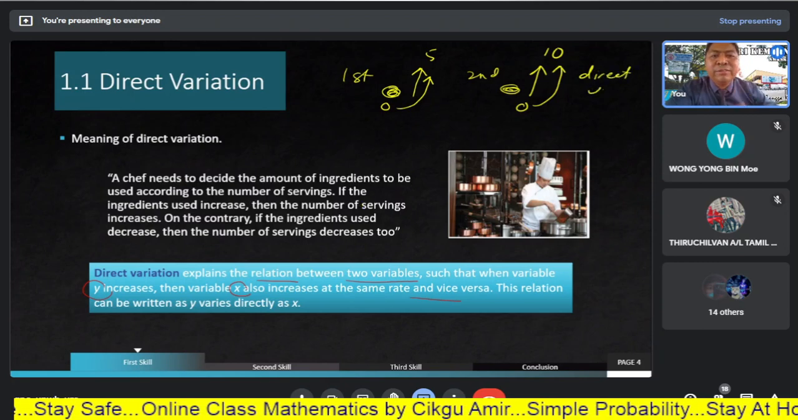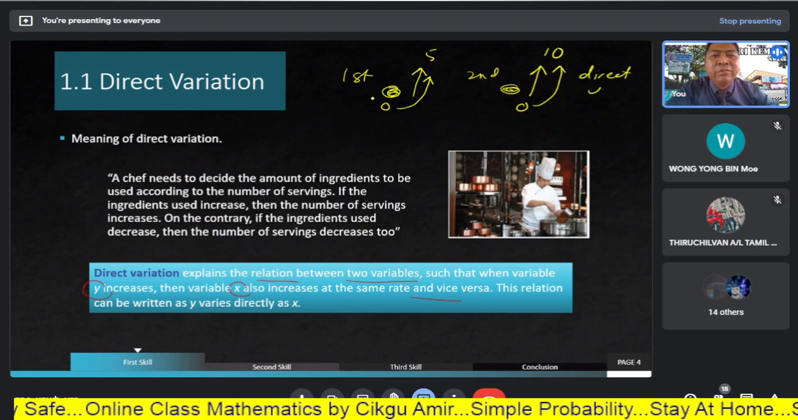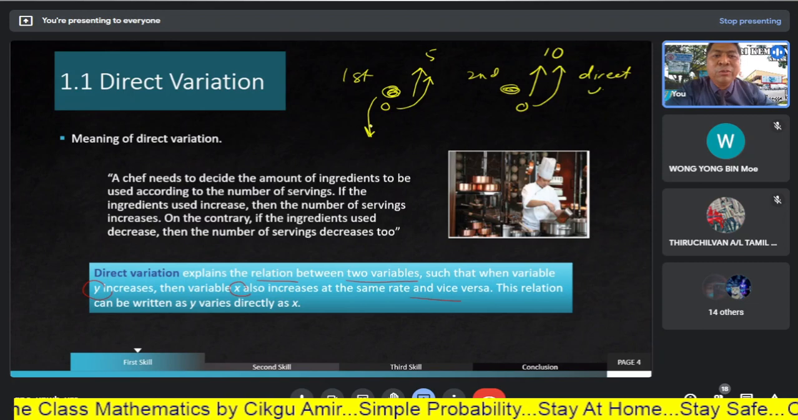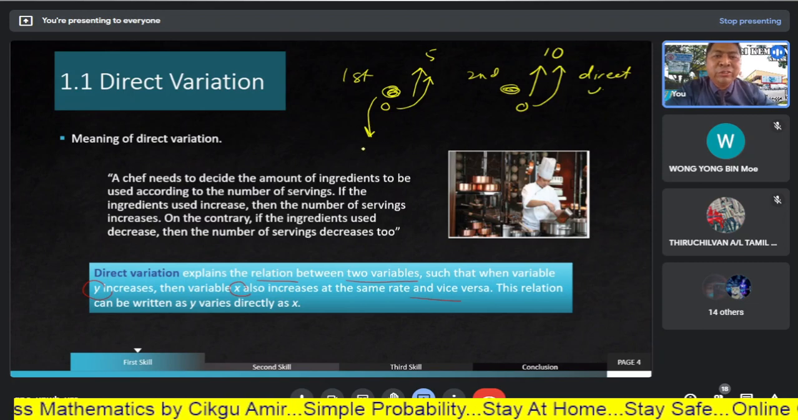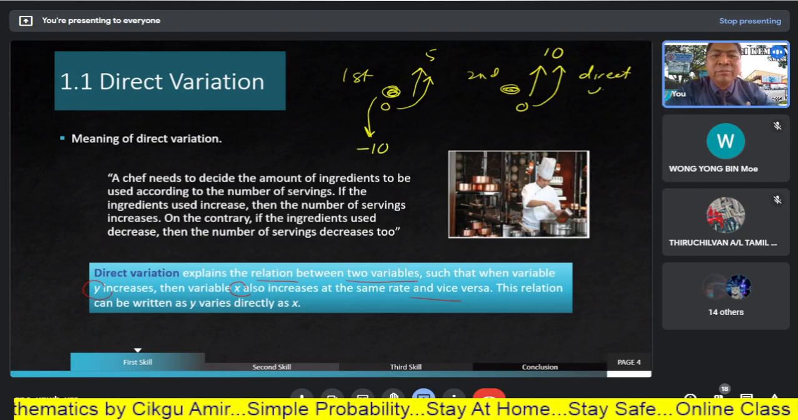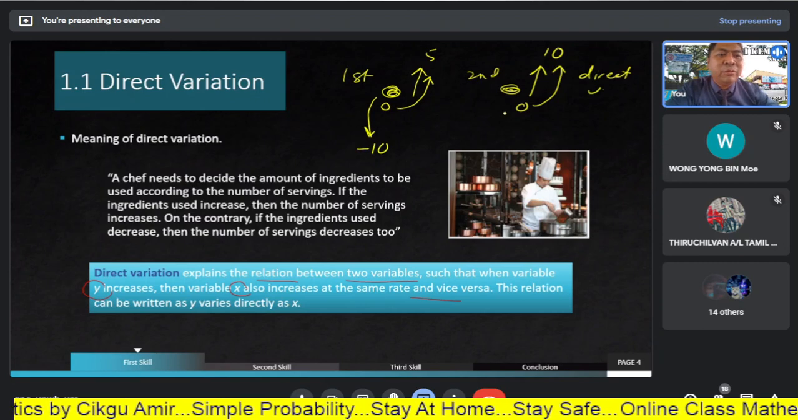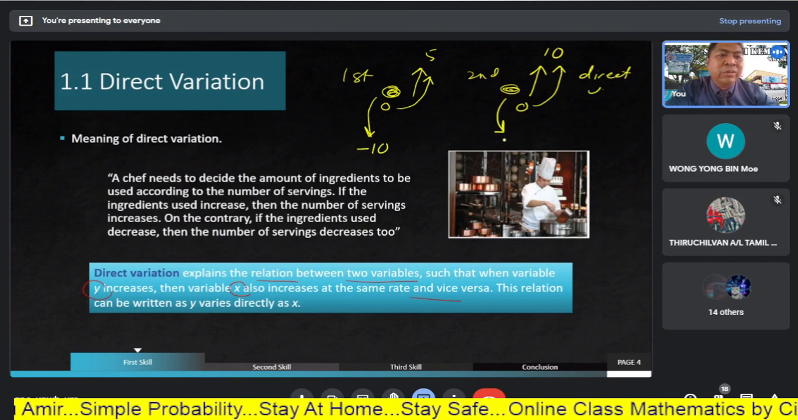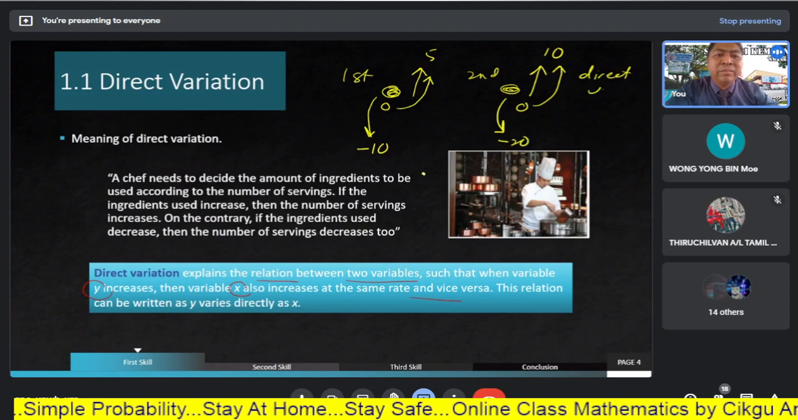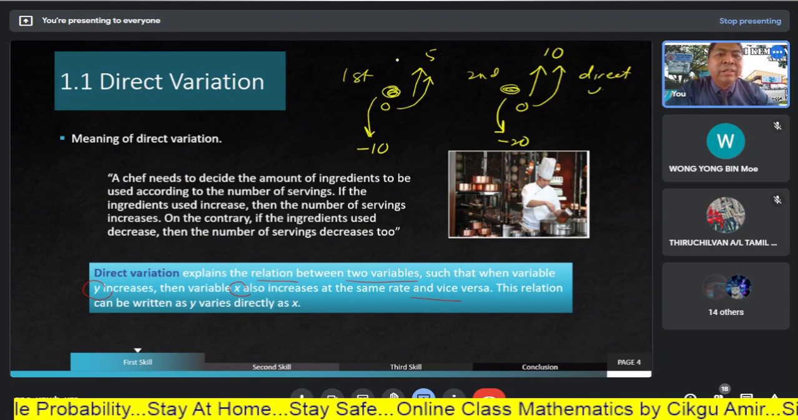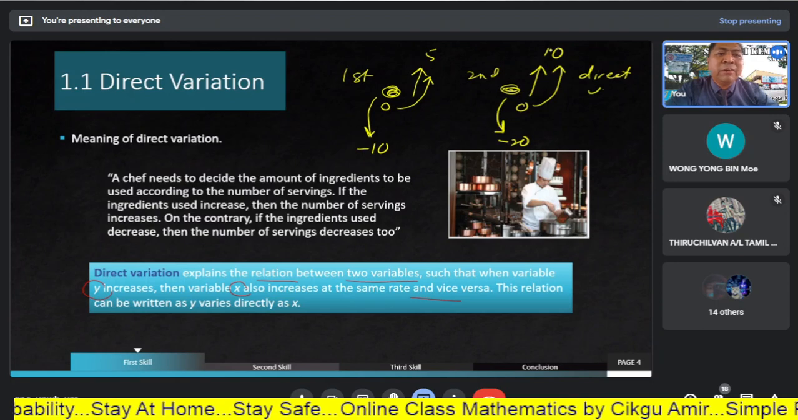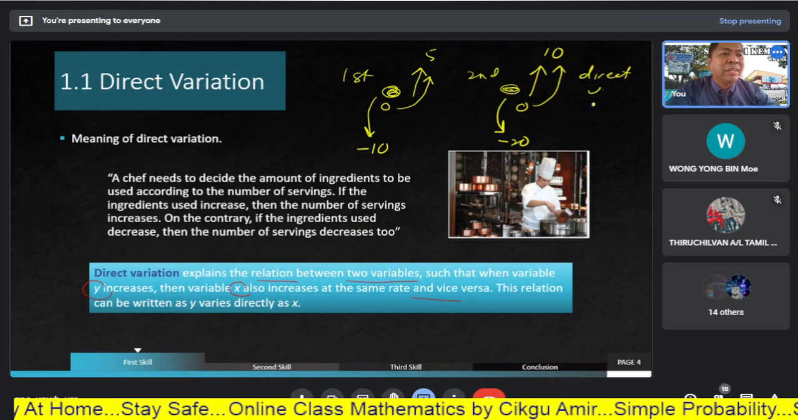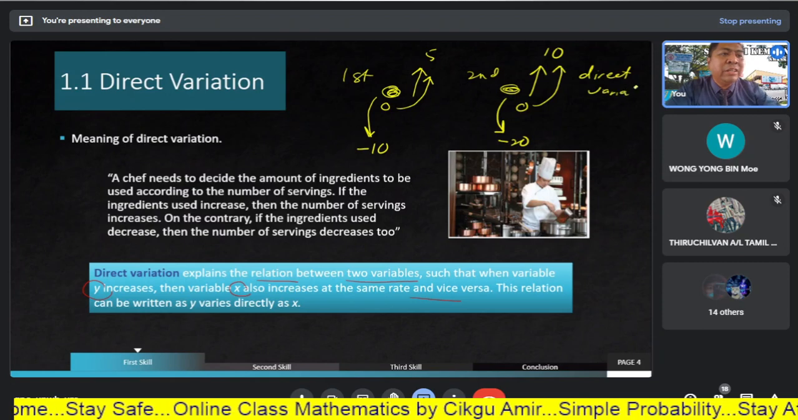Vice versa, if the second one decreases, for example from 0 to -10, the value of the second one also decreases to -20. If the first one goes up, the second one goes up. If the first one goes down, the second one also goes down. This is direct variation.